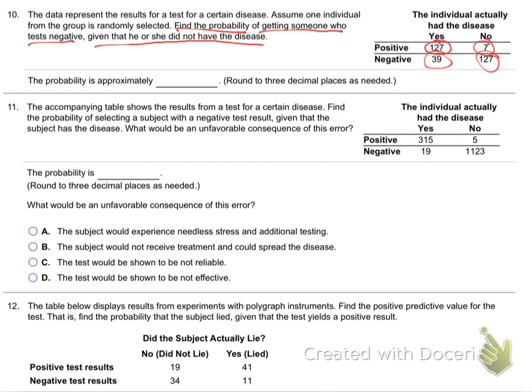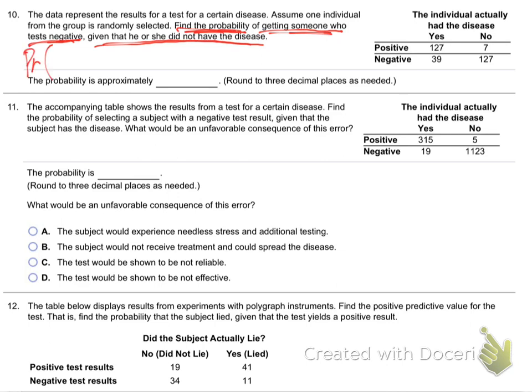Yeah, they don't have the disease, and the test said they don't have the disease. That's good. That's what you want. So with that in mind, let's see what we can do here. What is their question? Find the probability of getting someone who tests negative given that he or she doesn't have the disease. That's what you want, right? If they really don't have the disease, you want them to test negative. We're hoping that comes out to be a big probability, like 90% or better. So let's write that out.